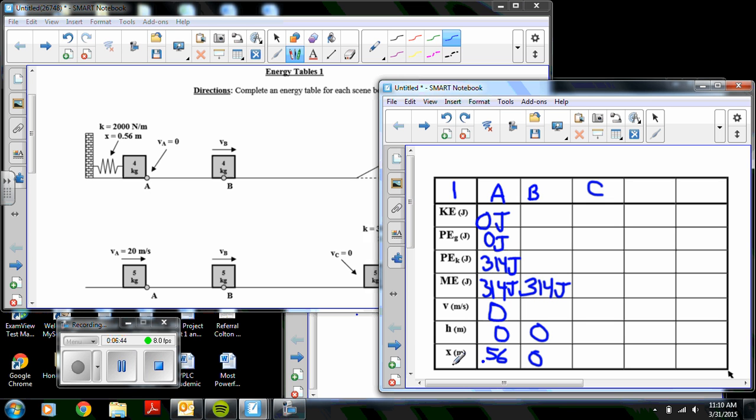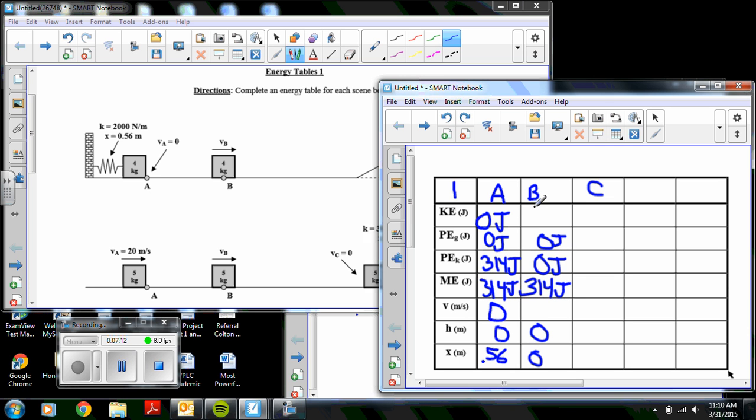So let's take a look at what our calculations would be. If there is no spring, there can be no elastic potential energy, so I'm going to put a 0 here. If there is no height, then there can be no gravitational potential energy, so I'm going to put a 0 here. So what I have left is my kinetic energy. Now, if I try to do a calculation of this, I'd find that I don't have the velocity, so that doesn't help me out. But what I can do is the mechanical energy is kinetic energy plus gravitational potential energy plus elastic potential energy is equal to 314.